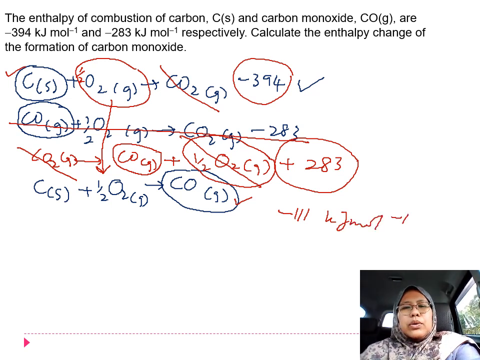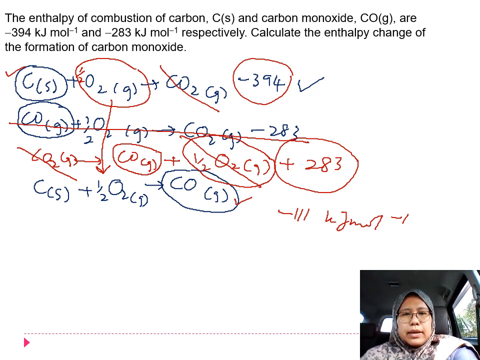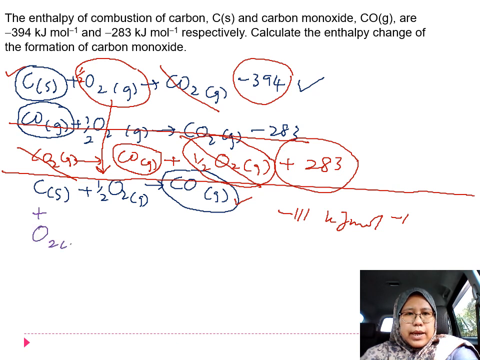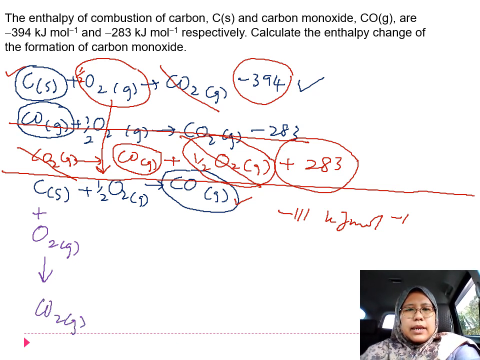Okay. How are you going to use the energy cycle method? Now, I'm going to use the same equation over here. Excuse me. Okay, because the slide is very small. I'm going to use purple now. So, carbon solid plus oxygen gas becomes CO2 gas. Okay, and then this CO2 is going to go straight away to CO here.